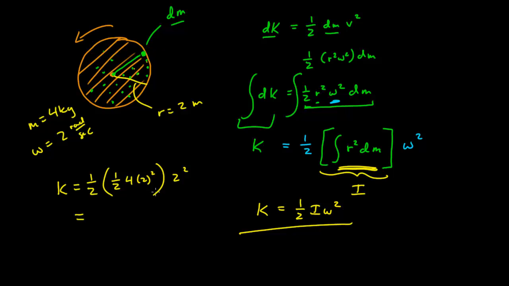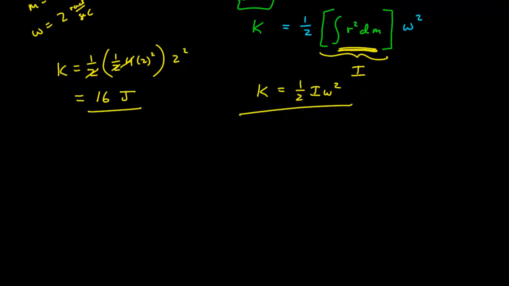And so I have lots of 2's and 4's. So the 2 cancels that 4. So it looks like I have 4 times 4, or 16 joules of kinetic energy. Okay, that's simple. I want to now take this object, my solid disk here, and let's say this object is moving then with some velocity.